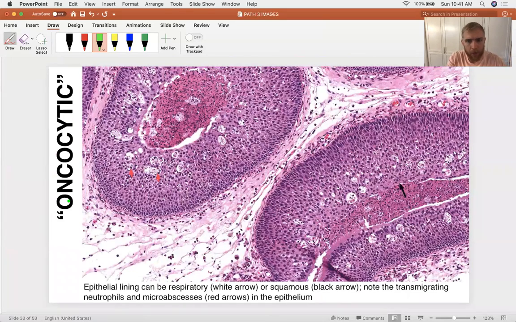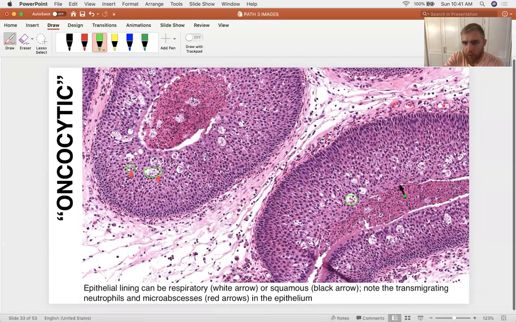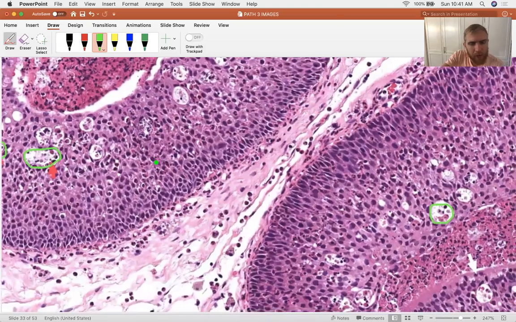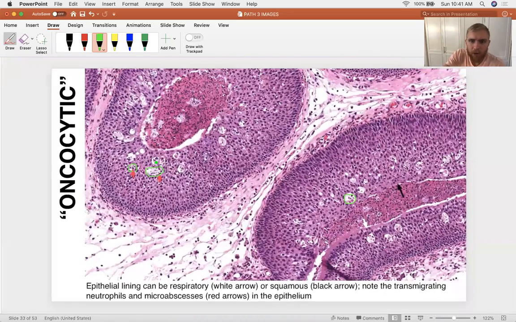And we're taking another look here. Beautiful histology. Lots of microabscesses within respiratory epithelium, although you can see a squamous epithelium too with the oncocytic. Yeah, I guess those were neutrophils on the inside of those abscesses. It's like, what else could they be? Because what is an abscess?